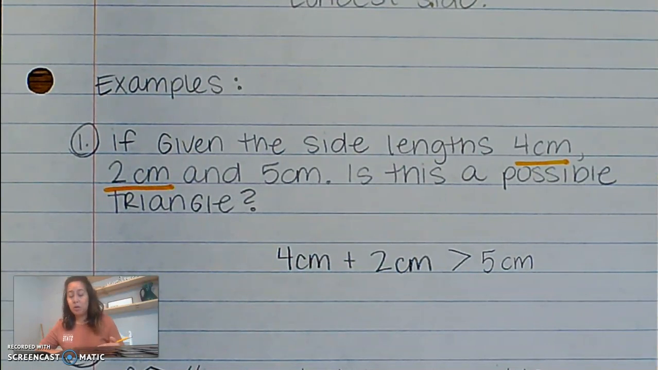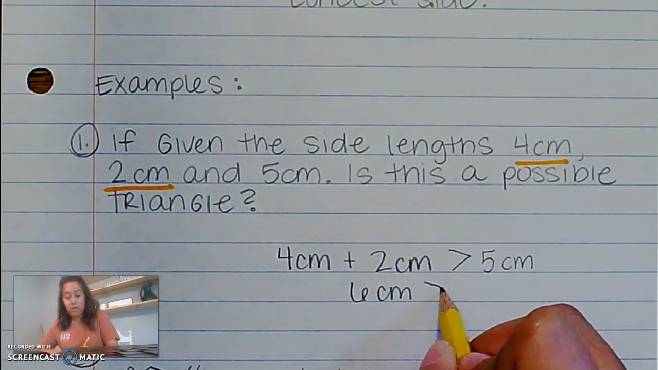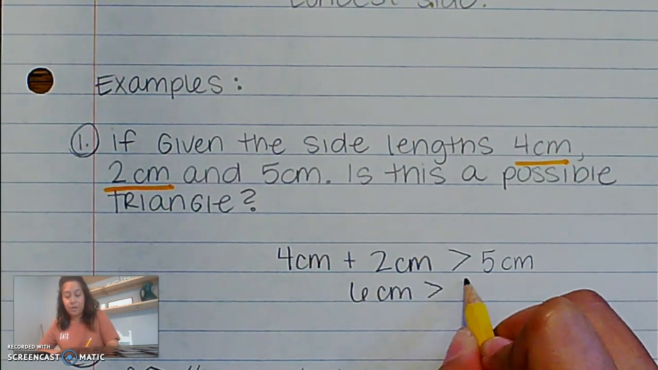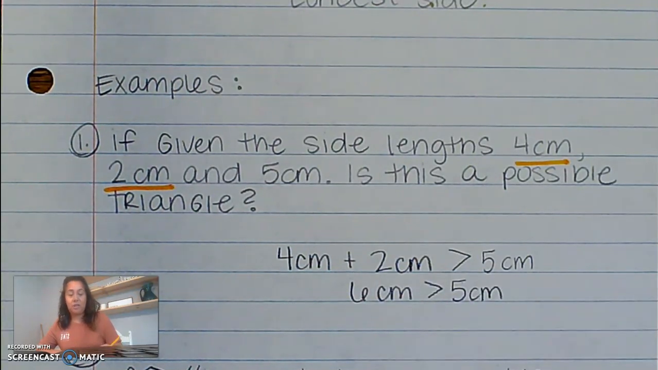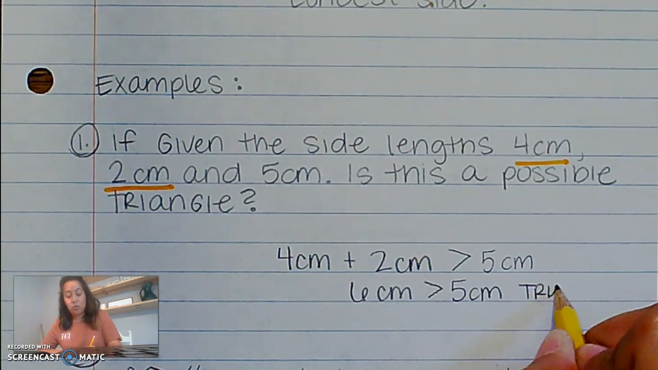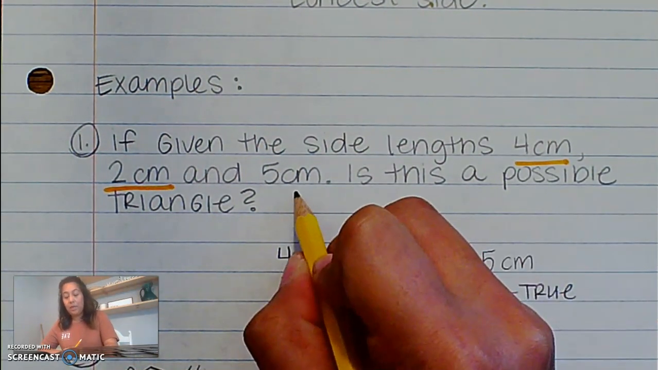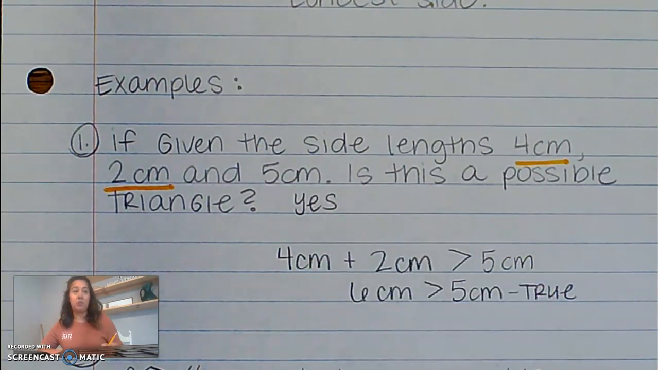And then from this point on, all you have to do is do the addition. 4 plus 2 is 6 centimeters. We keep the inequality symbol, the greater than, and then we keep 5 centimeters. So if you read this statement, the statement says 6 centimeters is greater than 5 centimeters. And hopefully, okay, you know that that is true. And if it is true, therefore the triangle, yes, is possible. Okay? Okay, we're going to move on to example number 2.